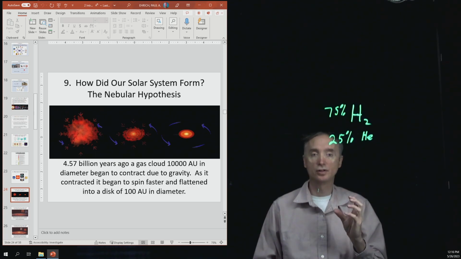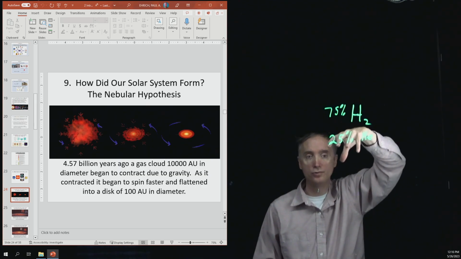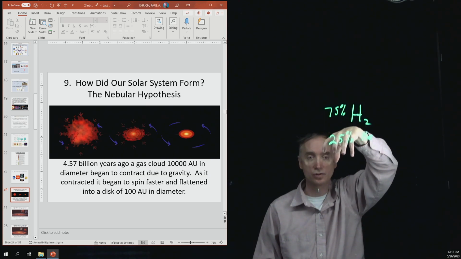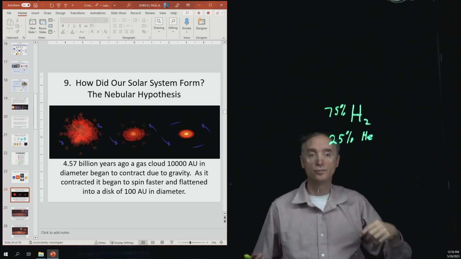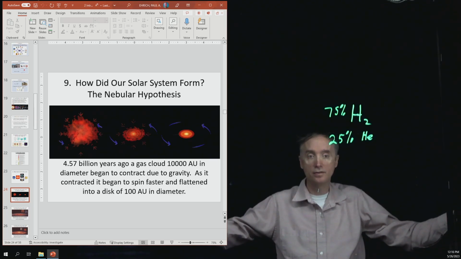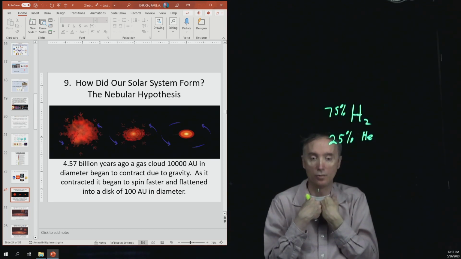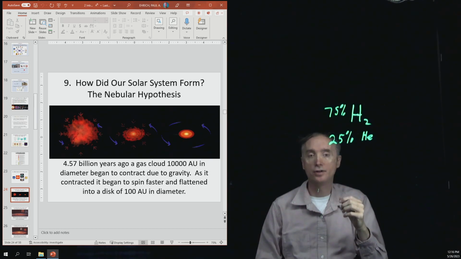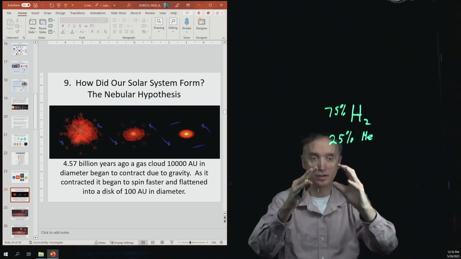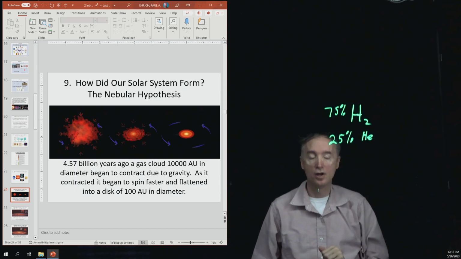Now, initially, it's going to be rotating very, very slowly. Okay, but I want you to think about what happens to an ice skater when an ice skater is spinning and then they draw in their arms. What happens to them? They speed up. So this cloud is going to begin to speed up as it is contracting due to gravity. So what's going to happen to these particles?